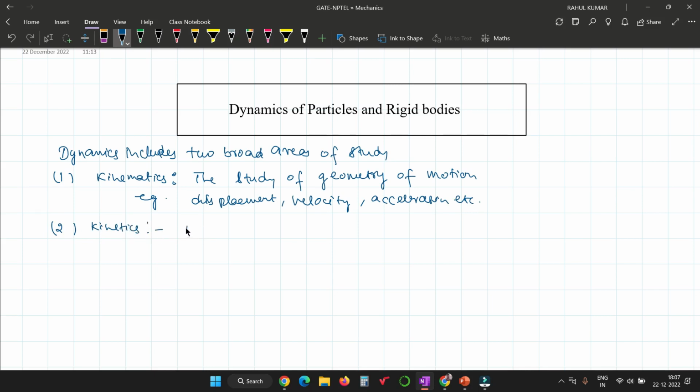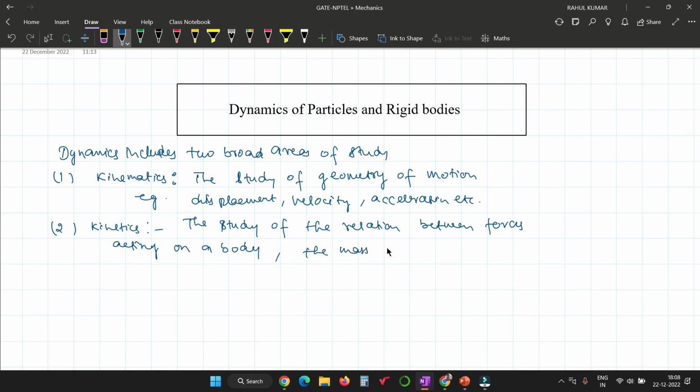And the second class is called kinetics. This is the study of the relation between forces acting on a body, the mass of the body, and the motion of the body. Okay, the motion of the body. So this is called kinematics and kinetics.